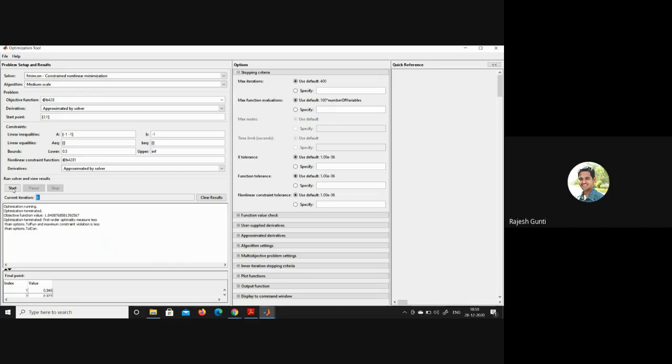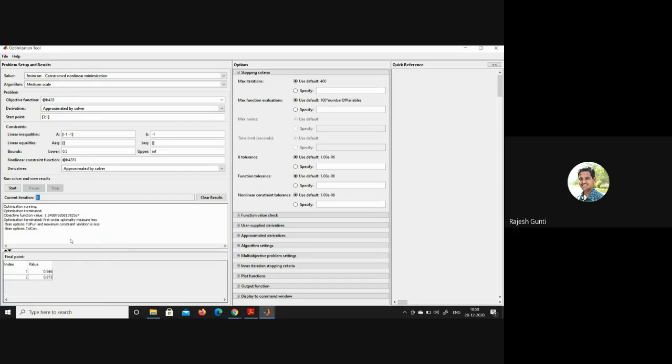Okay. Now we have a solution. This is the objective function value 1.8. So first variable value this one, second variable value this one. X1 is equal to this one, X2 value this one. This is the solution.